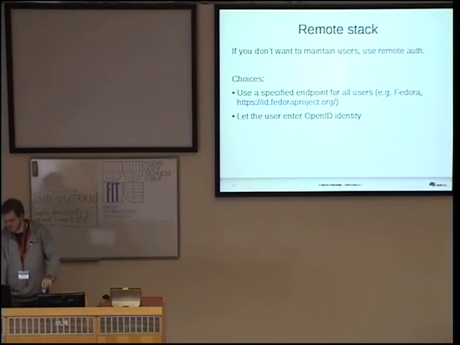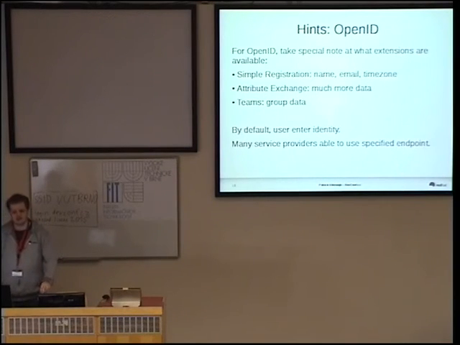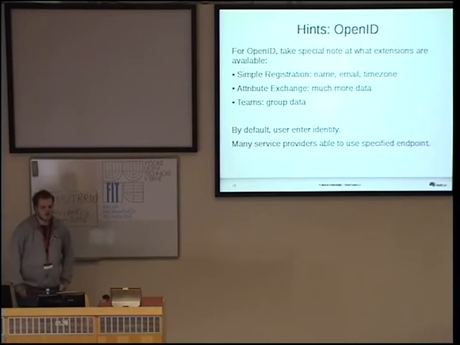So, if you're going to use OpenID, I would suggest looking into some extensions that you might want to use. There's simple registration and attribute exchange, which do mostly the same, except that simple registration is much more limited in the data it provides. The Teams one is actually one that might be very useful if you run your own stack, because then you can also have centralized group management.